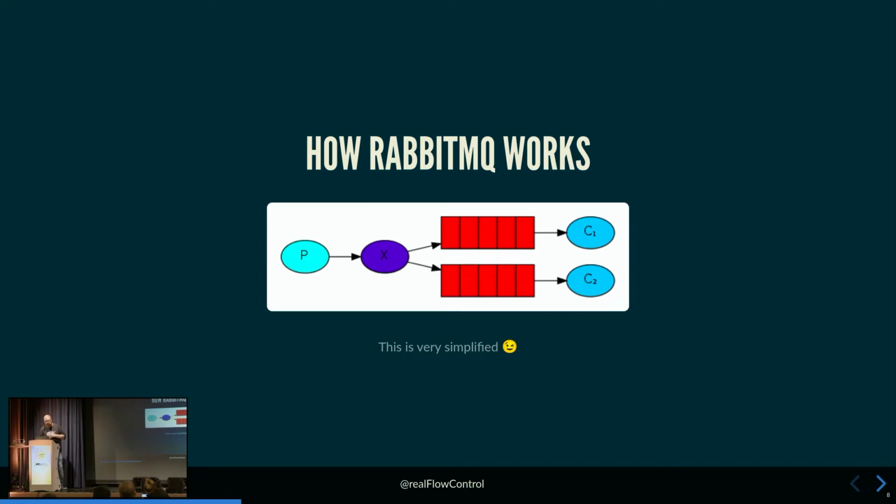And then on the other side, we have, in this case, 1 consumer per queue. And those consumers are then, for example, PHP scripts, as we're going to see later, that actually do something with the message that they got.